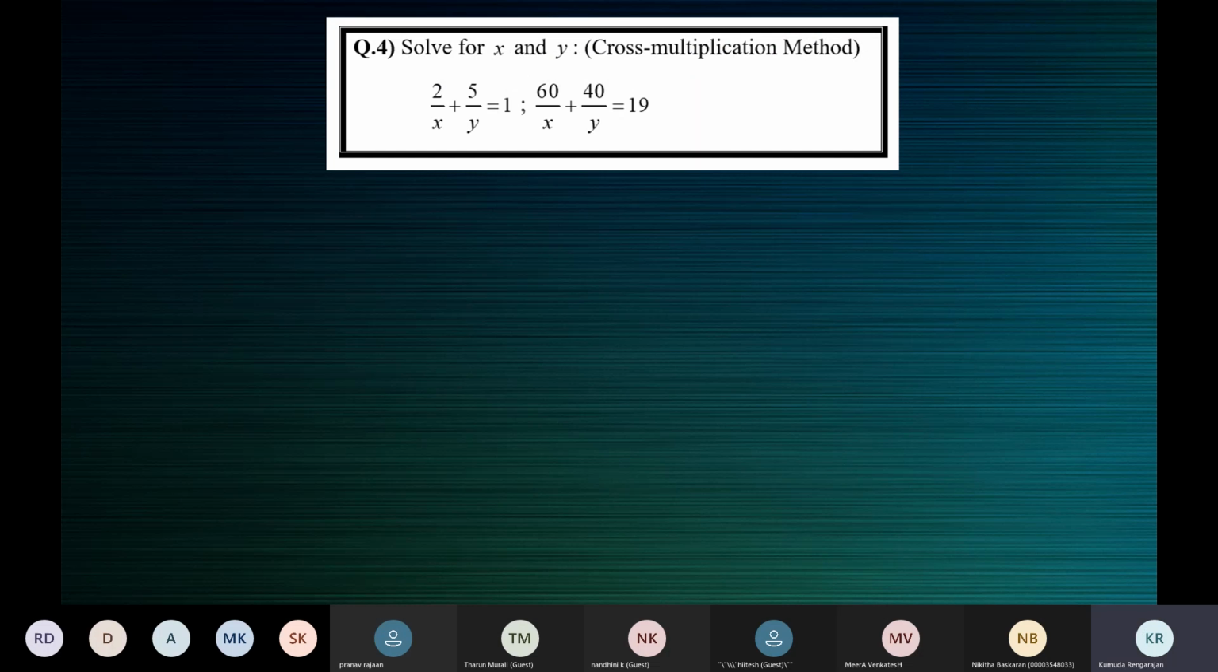So see this one, children, solve for x and y using the cross multiplication method. I told you that the method will not be specified. I have specified the method. Solve for x and y using the cross multiplication method. Now tell me.